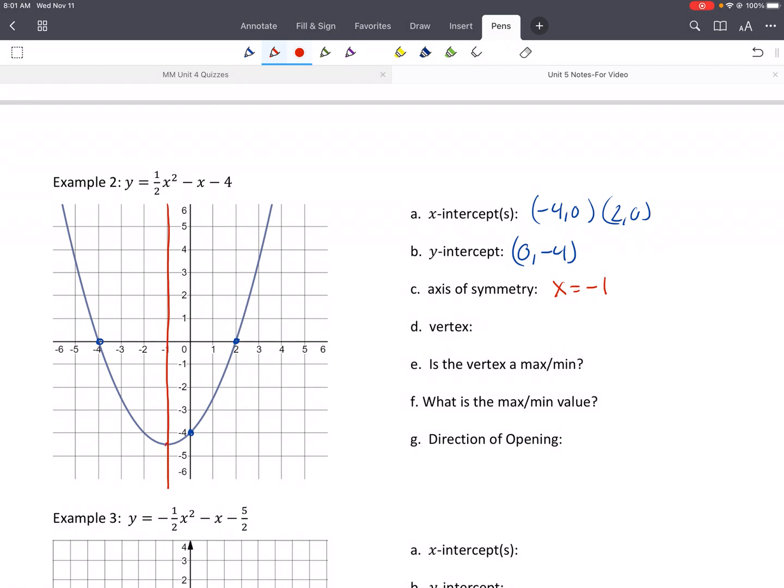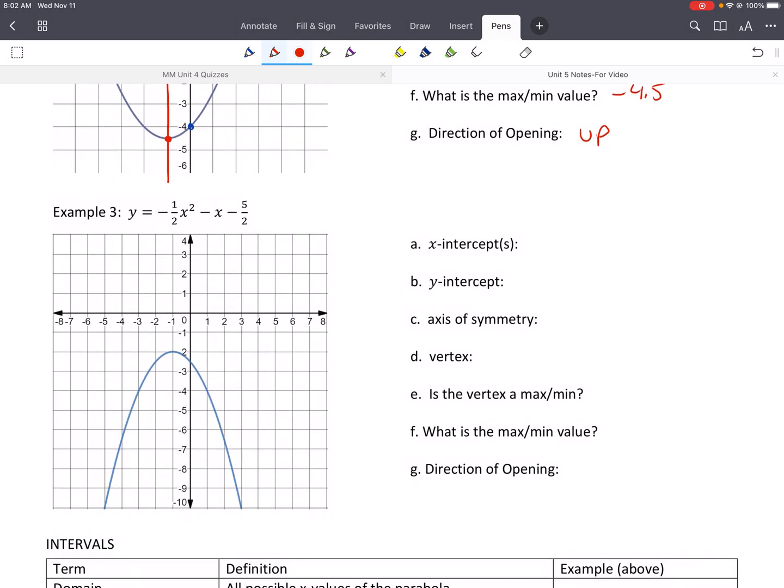The vertex, here we're just going to have to estimate. Looks like in the x direction it's -1, and then the y direction it looks like maybe -4.5. Is the vertex a maximum or a minimum? It is a minimum. What is its value? It would be a -4.5. And the direction of opening is up.